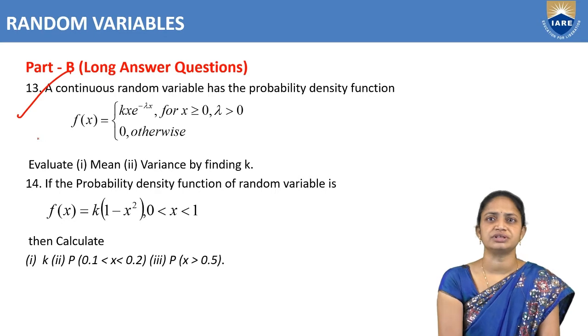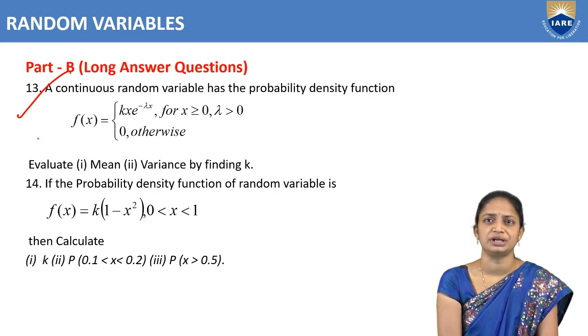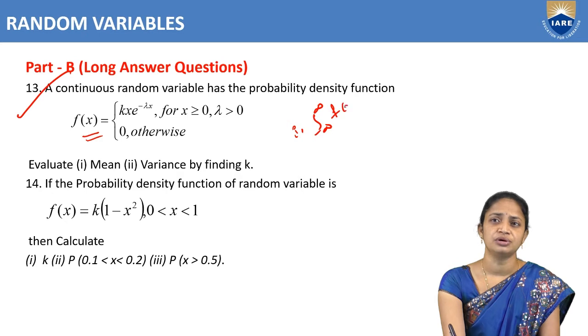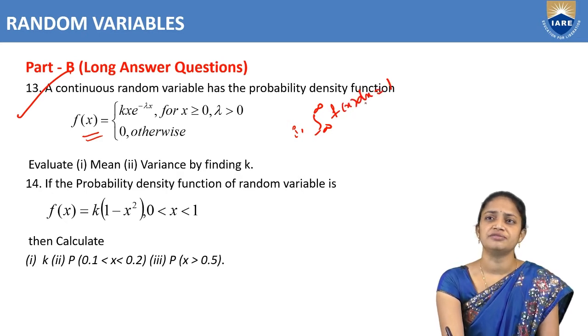Coming to the next question, a continuous random variable has the probability density function. Here they have given f(x) equal to some expression, and we need to find the mean, variance, and also k. First we need to find the k value. We find it using this formula: integration from minus infinity to infinity of f(x) dx equals 1. From that we can find the k value.